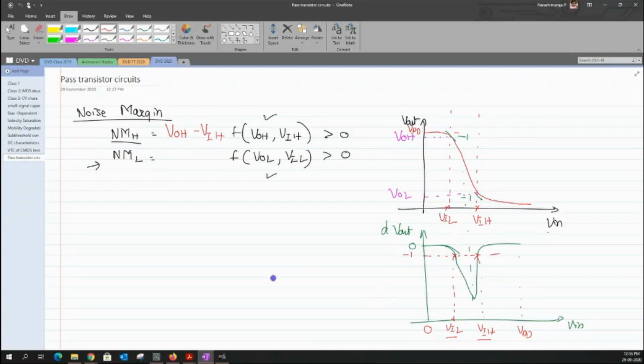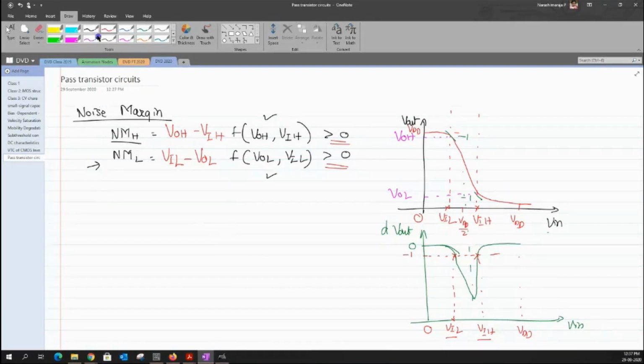And similarly, for the computation of NML, from this particular picture we can see that the value of VOL is quite smaller than the value of VIL. VIL is almost closer to the magnitude of VDD by 2. If I take this as my midpoint between 0 and the maximum value of VDD, you can see this value of VIL is closer to VDD by 2. So I have a magnitude of VIL which is higher than the magnitude of VOL, due to which I would put VIL first and then VOL, so that when I do the subtraction, I end up having a positive value across the noise margins. These are the cases normally that we would have.